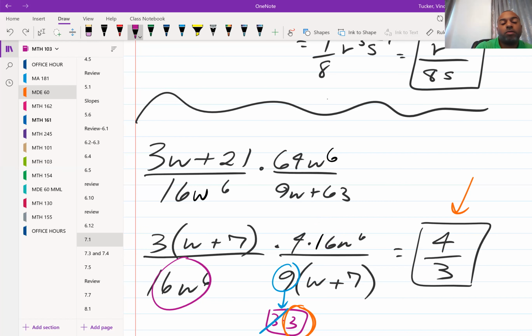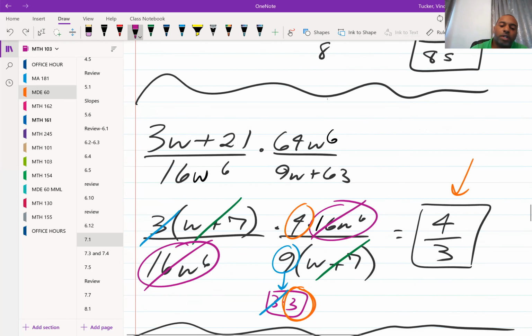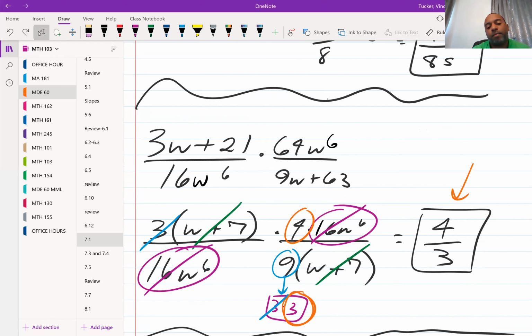So then we go cancel out. All right, so we see threes can cancel with one of the threes that are in the 9. That leaves you with a 3 still left up because 9 is 3 times 3. So one of those threes can cancel. w + 7 will cancel. 16w to the 6 will cancel. What's left? There's a 4 in the numerator and a 3 in the denominator.